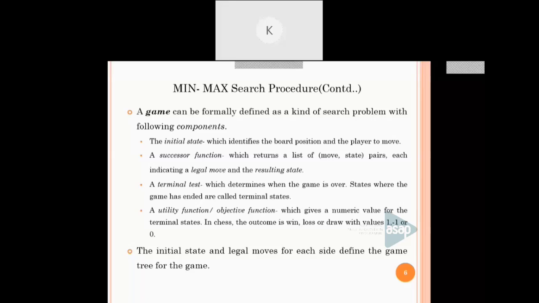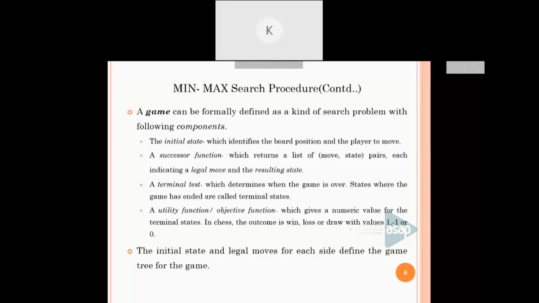Then finally, after the terminal state is reached, the utility function or objective function has to be calculated. As I have already told you, for a chess game, the value is 1 for the winning player, minus 1 for the loser, and 0 if it is drawn.